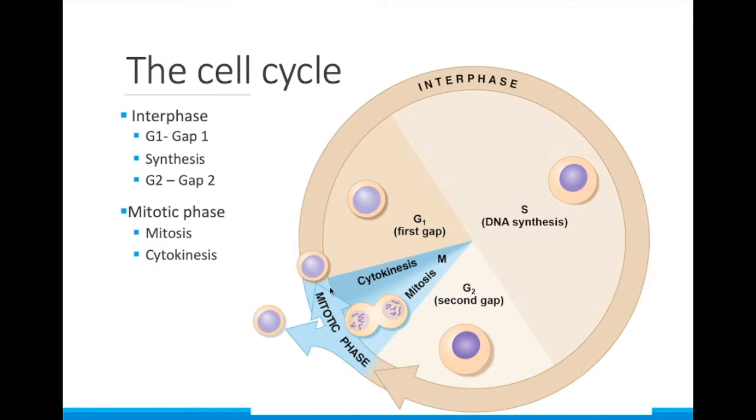Cytokinesis is the division of the rest of the cell. So cytokinesis is going to be the division of the plasma membrane and the cell organelles and all of the rest of the parts, the cytoplasm. You can have a cell that goes through mitosis and not cytokinesis, but usually they happen together. Usually cytokinesis happens in the very last phase of mitosis. So that's what we're going to see when we look at the phases of mitosis.